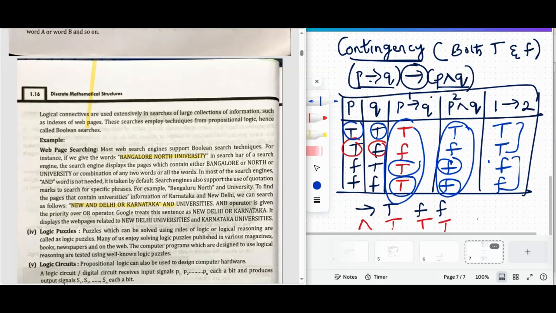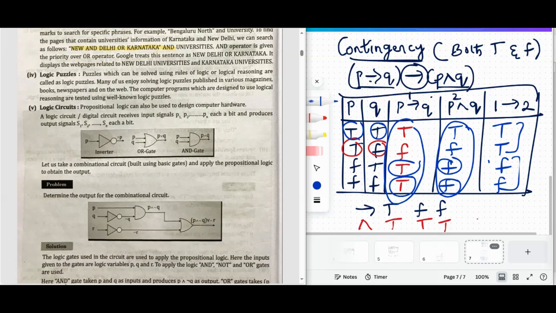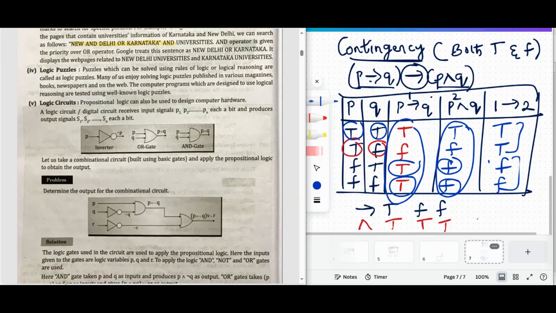Another example: if I take New AND Delhi OR Karnataka AND university, the Boolean search will give you web pages with information about New Delhi and Delhi, then Karnataka and university. So it will give you lakhs of pages which will be showing you the words that have been given in the Boolean search.